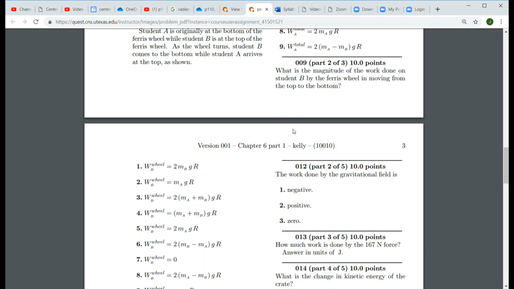But the magnitude of it is the magnitude of the normal force of the Ferris wheel, and the normal force of the Ferris wheel is just going to balance out the weight force. So the Ferris wheel normal force would just be mg, so mass of student B times g, times the displacement magnitude, which is 2r, and going from the top to the bottom, they go through a total displacement of 2 radii. So that looks like 2 mB times g times r, and in my selection here, that magnitude is the very first one to appear.